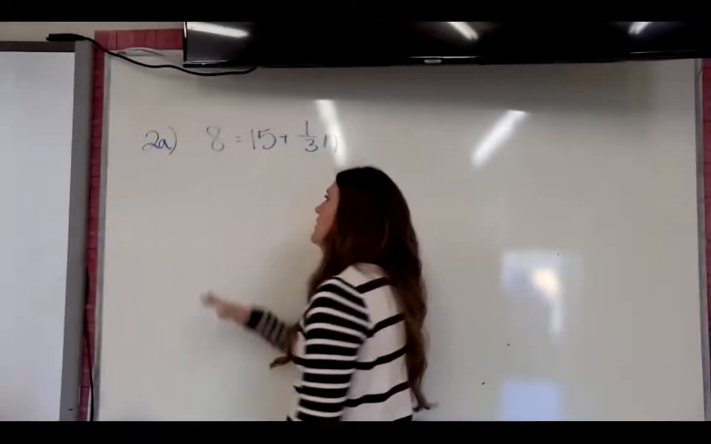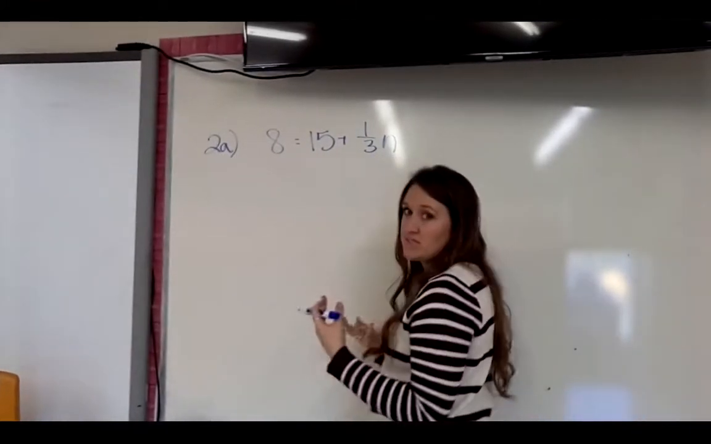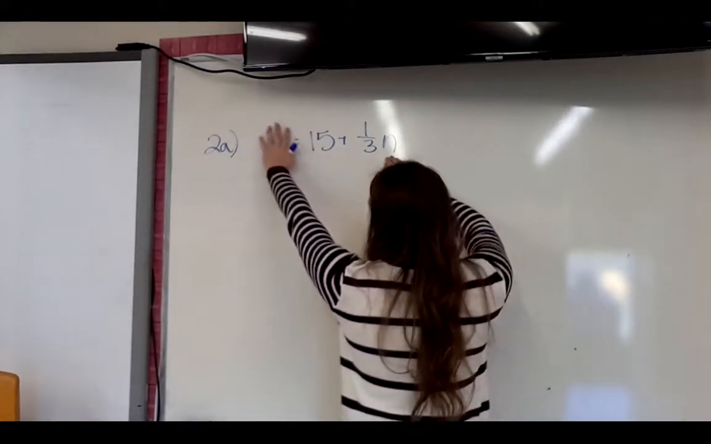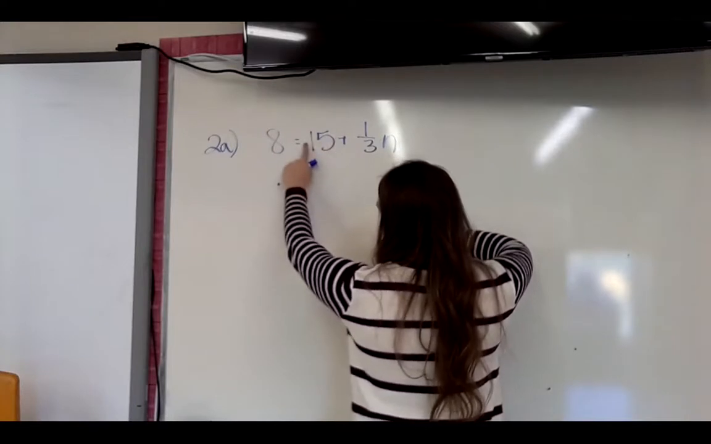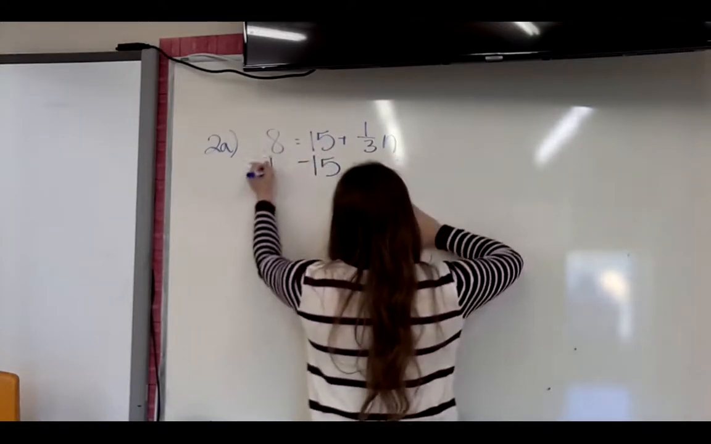Okay, on this one, we have 8 equals 15 plus 1/3 n. It's just swapped around. Same type of problem. So here's my n, here's the equal sign. So if I cover up the other side, I've got to get rid of 1/3 and 15. We get rid of the one that's by itself first. It's a positive number, so I'm going to subtract it from both sides of the equal sign.